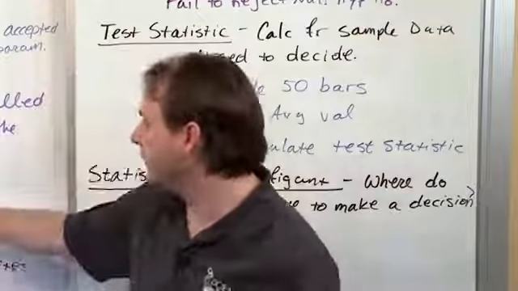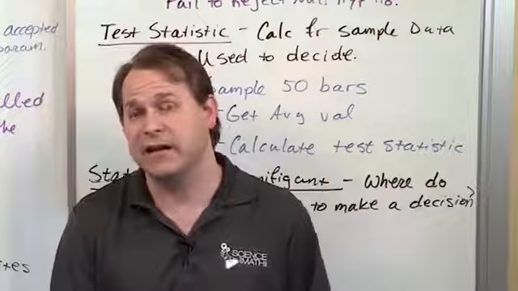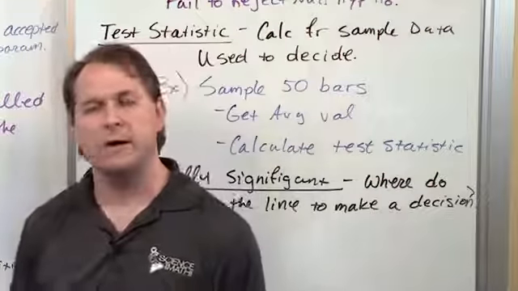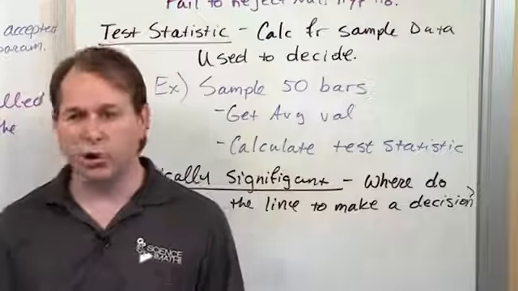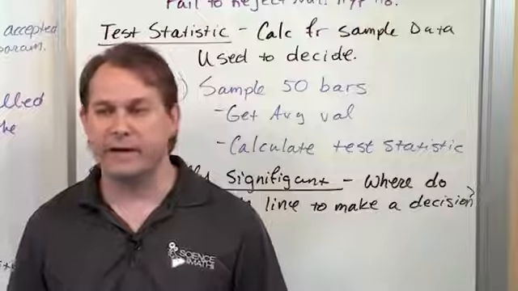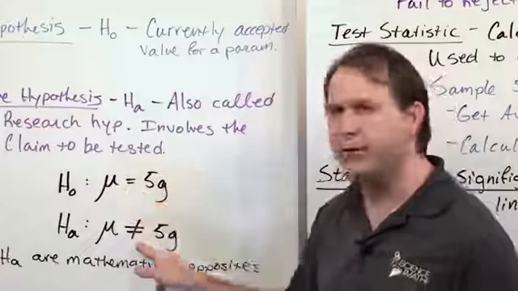The null hypothesis was always accepted that we made 5-gram bars, but we did an overhaul, and now some guy's claiming that we no longer make 5-gram bars. So how would you do this in real life? Think about it. What would you do if you were the maintenance guy? Well, you grab some candy bars off the conveyor belt, find their mass, and figure out if they're 5 or if they're not 5.